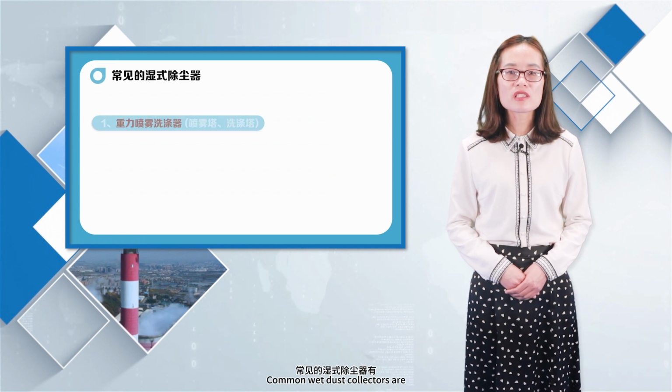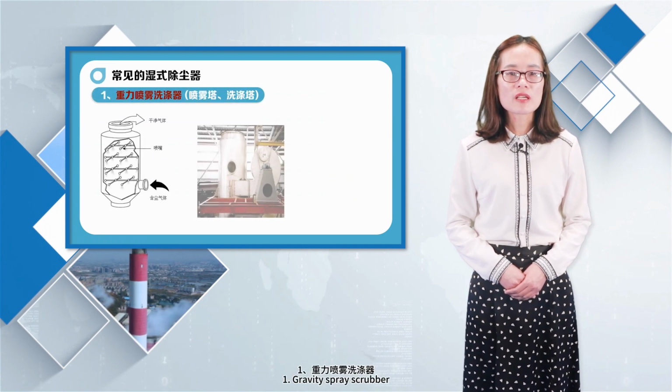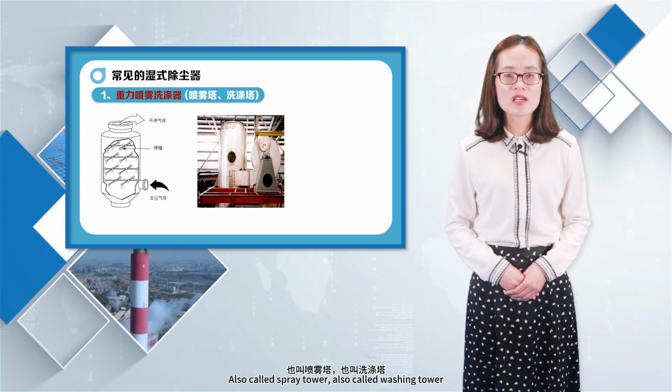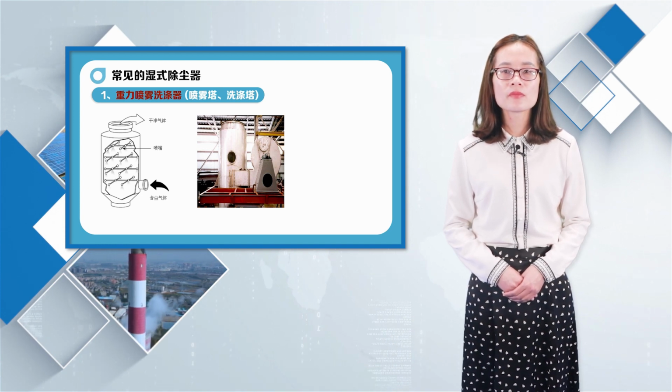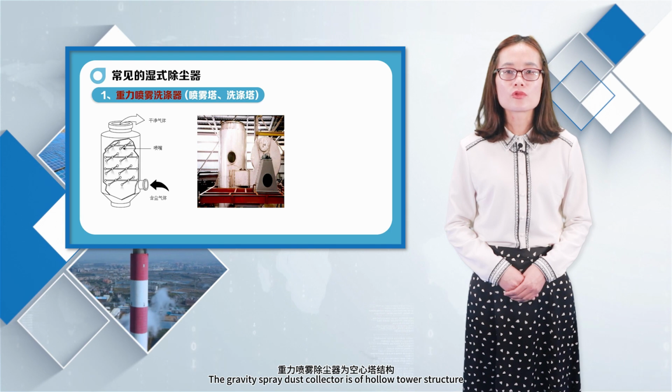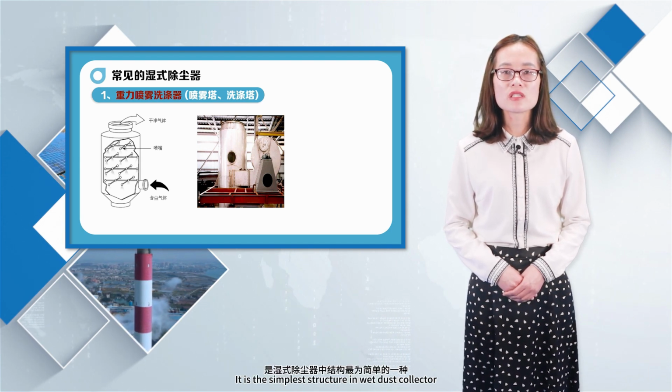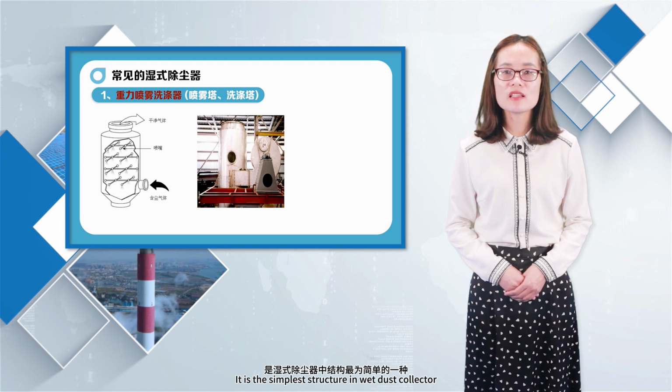Common wet dust collectors are: 1. Gravity spray scrubber, also called spray tower, also called washing tower. The gravity spray dust collector is of hollow tower structure. It is the simplest structure in wet dust collector.